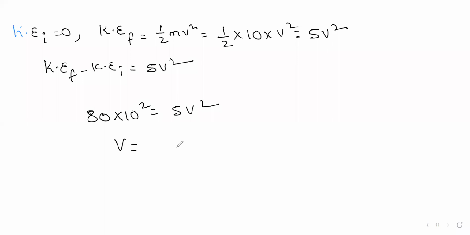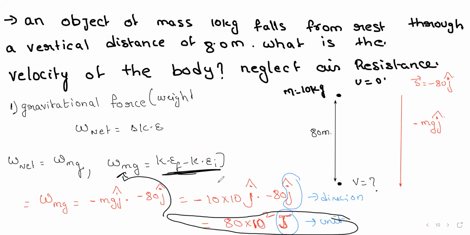So V is 40 meter per second. This problem can be solved using the equation V square minus U square is equal to 2as.